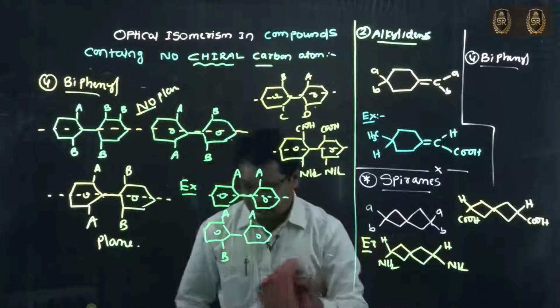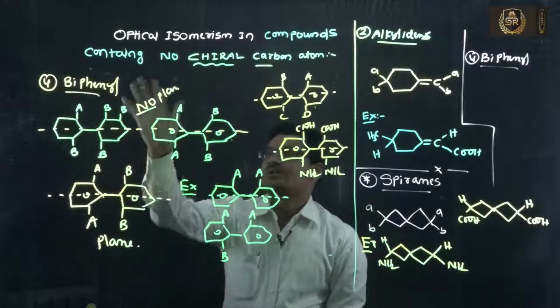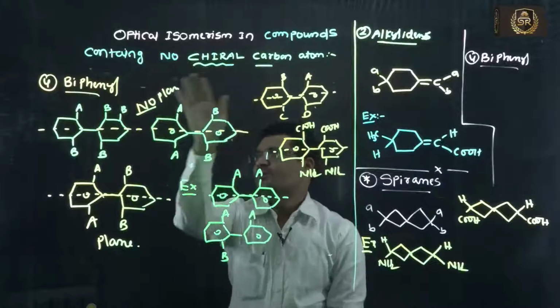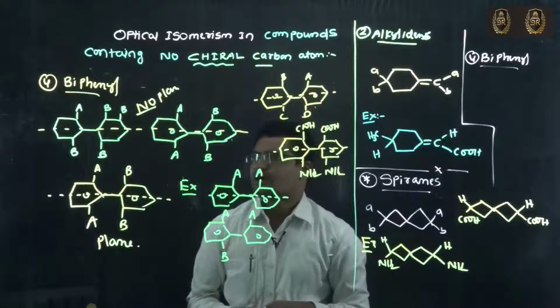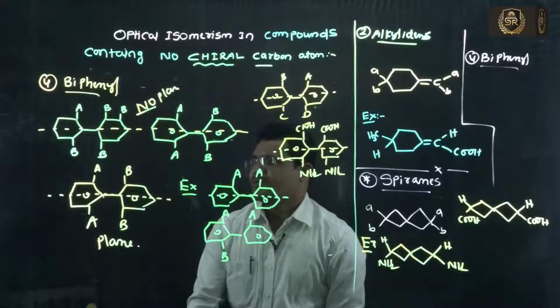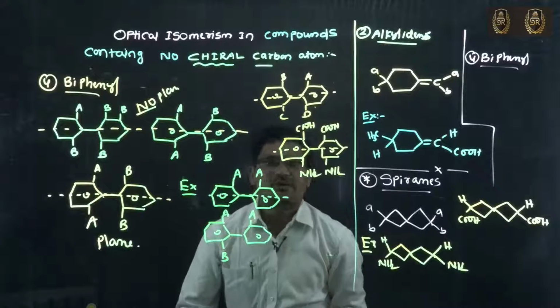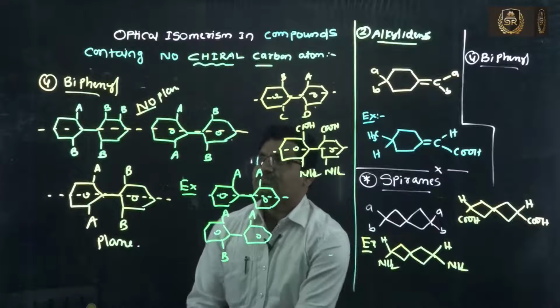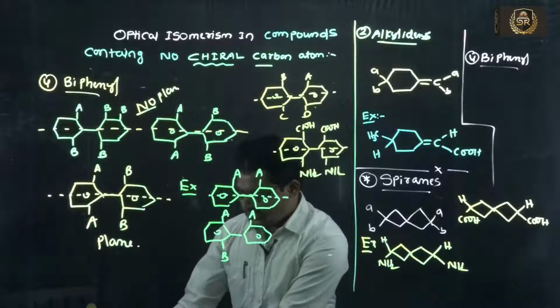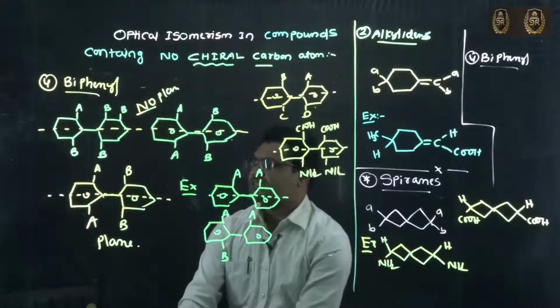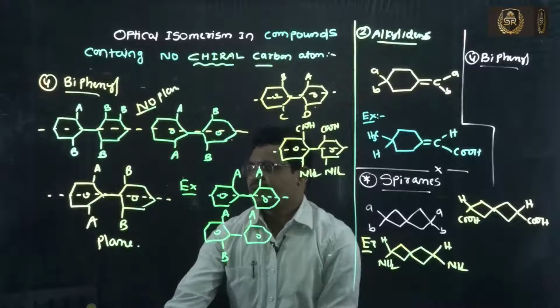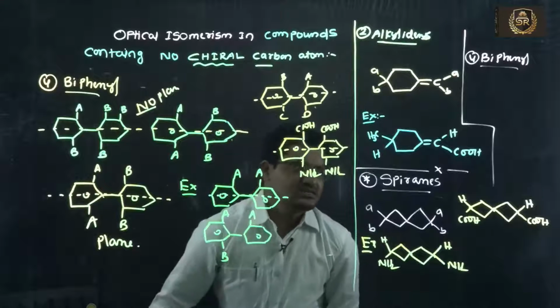Now, what happens here? This is an optical isomerism compound containing no chiral carbon atom. After this topic, we discuss geometrical isomerism. What is geometrical isomerism? Geometrical isomerism is nothing but cis-trans isomerism.